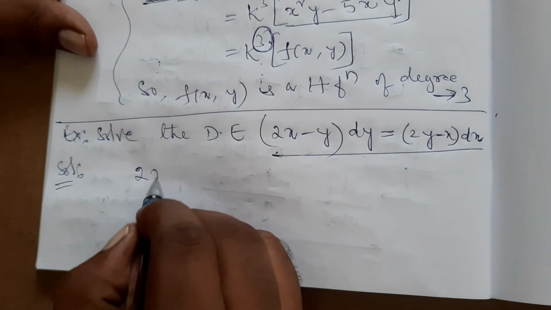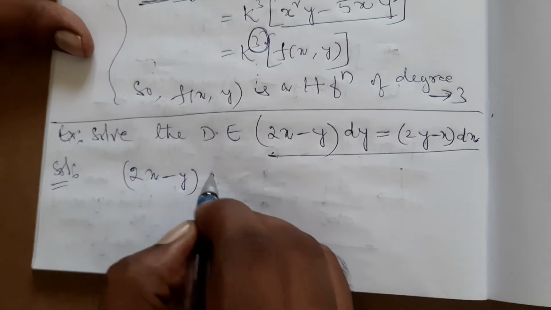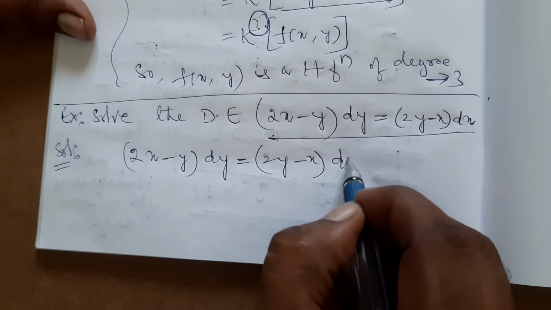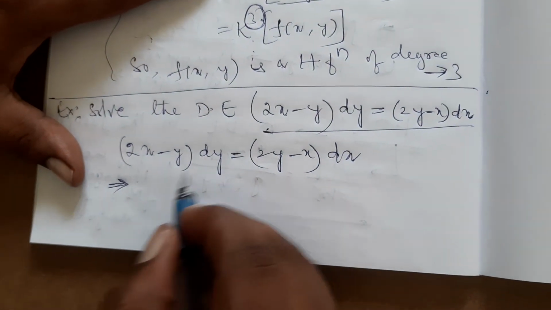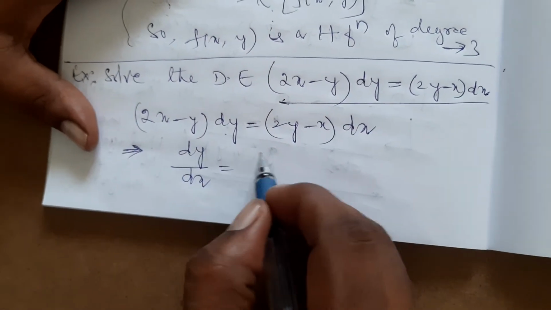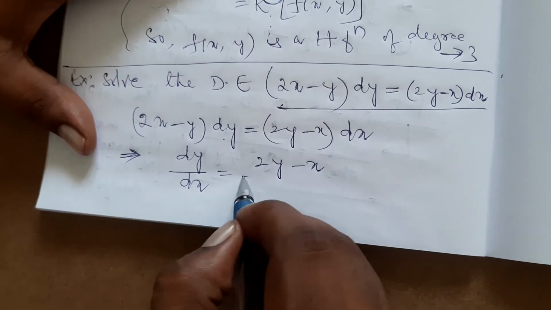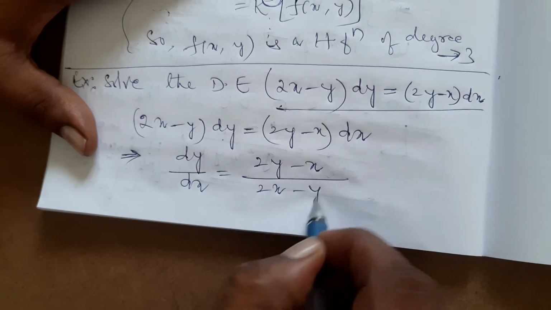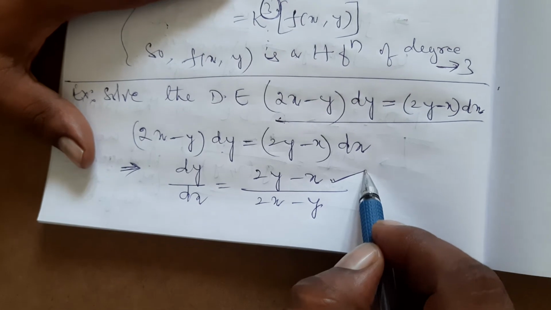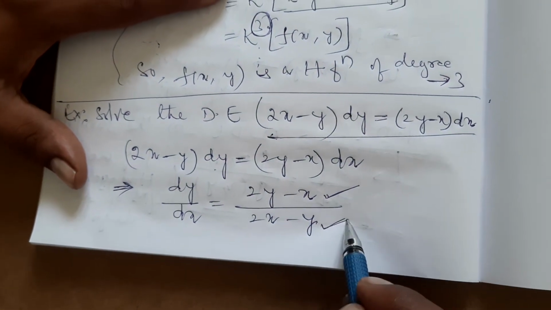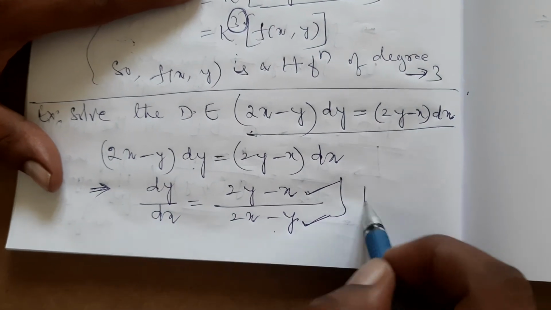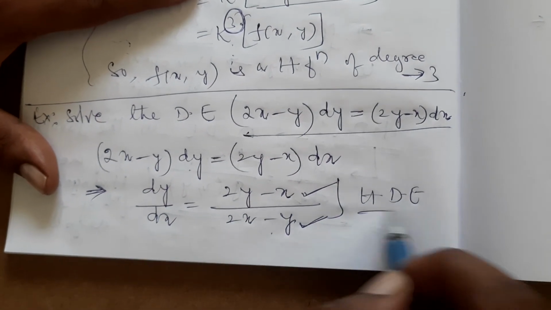So here the given differential equation is this one. Then simplify the given equation: (2x minus y) into dy equal to (2y minus x) into dx. From this, what is dy by dx? dy by dx is equal to (2y minus x) by (2x minus y). Here, if you observe, the numerator is a homogeneous function of degree 1. The denominator is also a homogeneous function of degree 1. So it is a homogeneous differential equation.